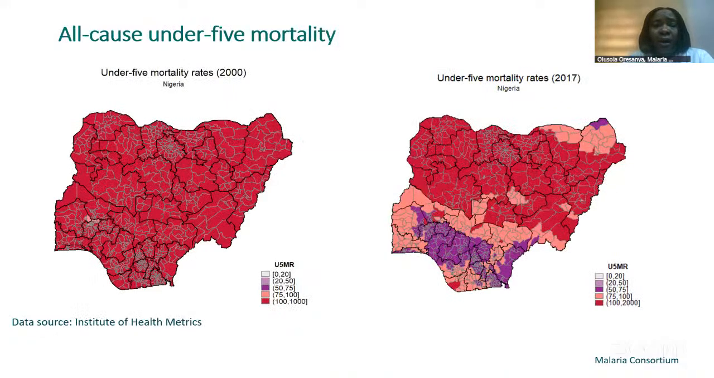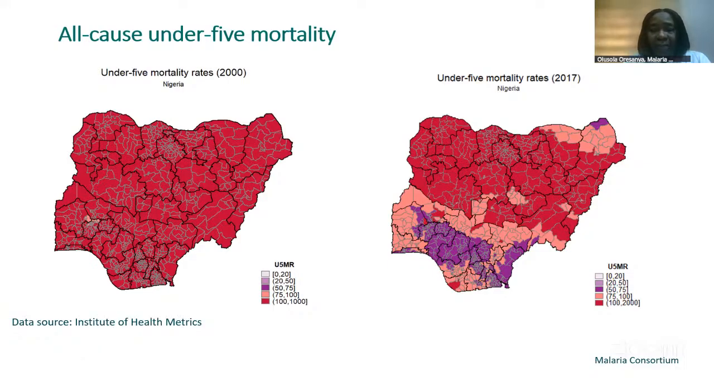And then all cause under 5 mortality was also considered as a parameter. And in 2000, you can see all cause under 5 mortality, that the entire country was red. And so this is just to show that it's not also gloomy. Between 2000 and 2017, you can see that some progress has been made. It's not all red any longer.